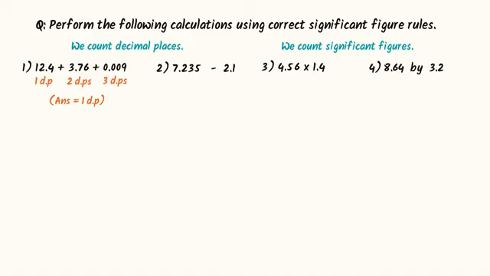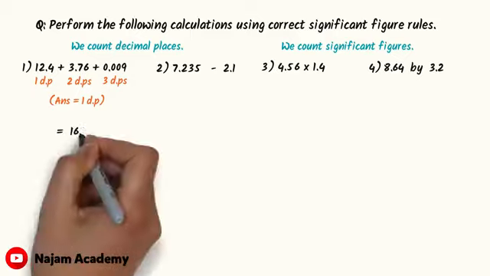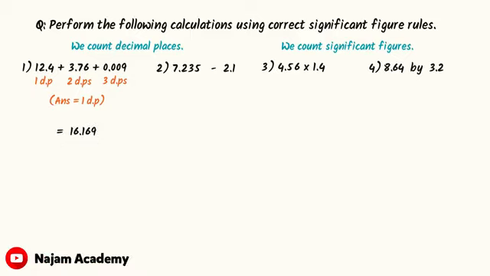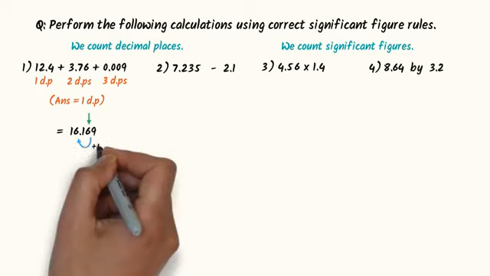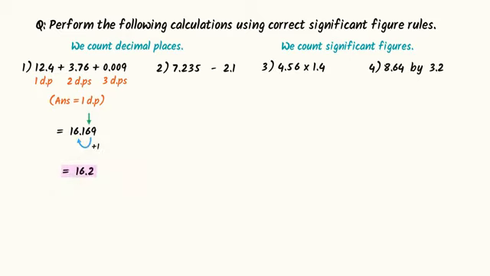We add all of them. 12.4 plus 3.76 plus 0.009, which gives us 16.169. Now we round to 1 decimal place. The next digit is 6. Since 6 is greater than 5, we round up. So the final answer is 16.2.